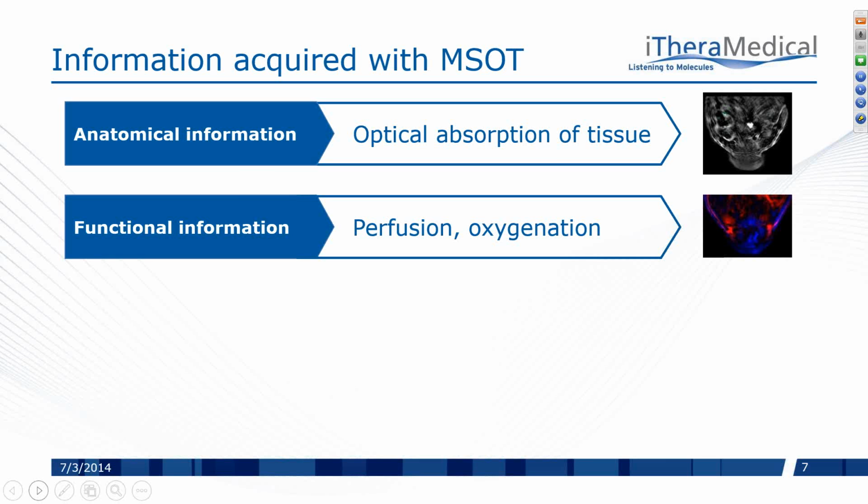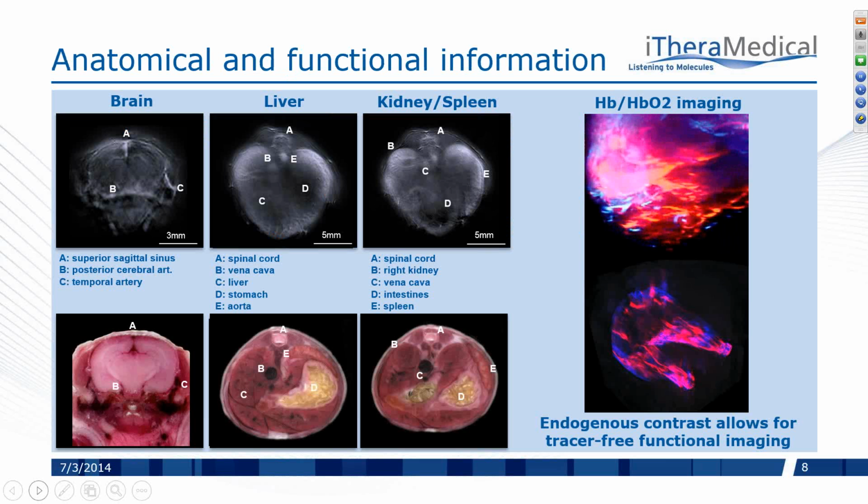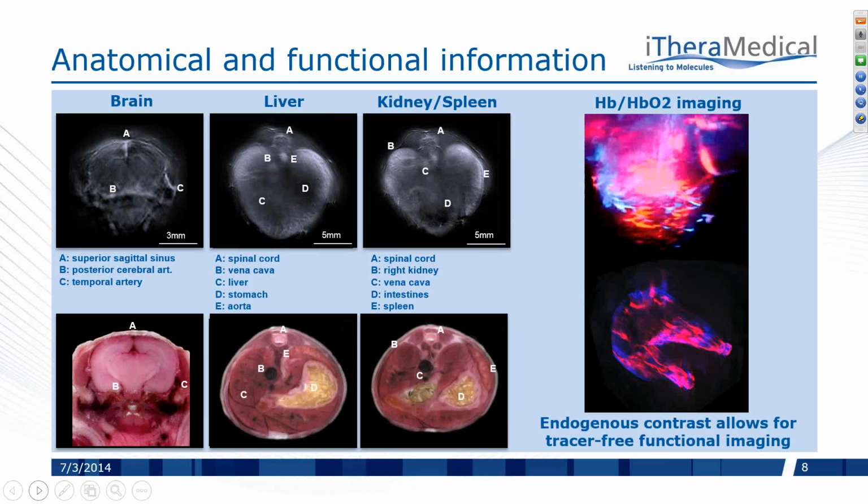Because we can distinguish the different types of hemoglobin, and we can see oxygenated versus deoxygenated hemoglobin, we can actually do functional imaging. If we use a perfusion agent such as ICG, we can also do perfusion imaging, and I'll show examples of these later on into the presentation. But first of all, let's look at a few examples of this anatomical and functional imaging.